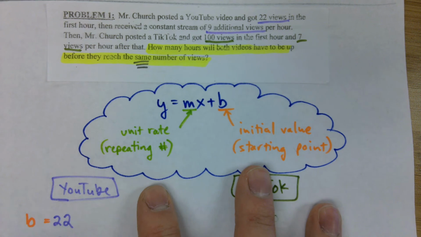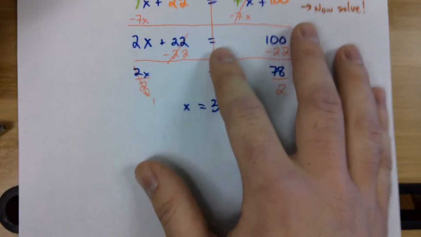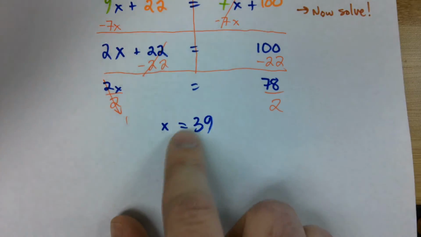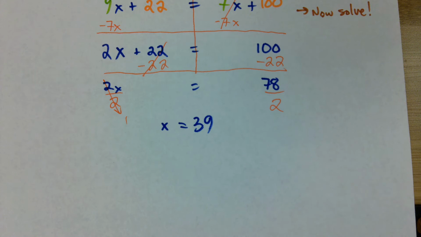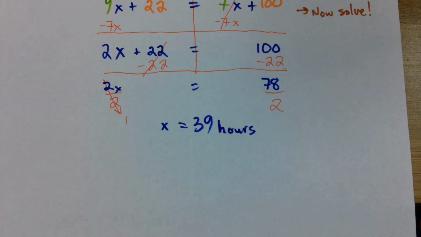But what were we looking to find again? What did we highlight at the top? How many hours, right? So I know you may think, oh, this problem's all about views, my answer is 39 views. We've got to think about what we're looking for in the first place. We were asked how many hours do they both have to be up before they reach the same amount of views. Now, we don't know how many views they have, but we do know how long they've been up. And that is 39 hours. That's right. So after 39 hours, both of these videos will have the same amount of views.